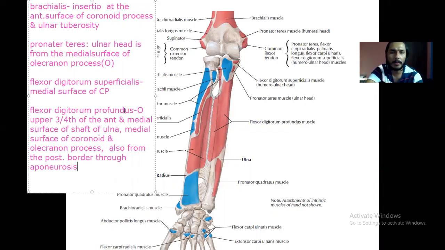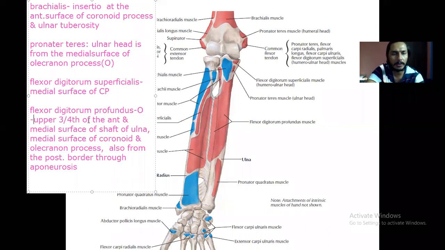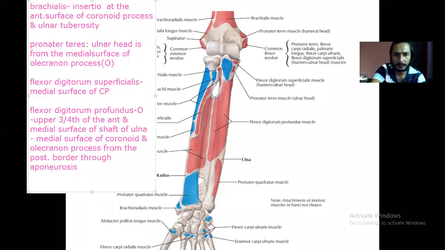So flexor digitorum profundus takes one origin from the upper 3/4 of the anterior and the medial surface of the shaft of ulna. Okay, let's write in points. Then the next origin is from the medial surface of the coronoid and the olecranon process, and the next origin is from the posterior border. So these 3 points are the origins for this muscle. Actually, if you read the individual muscle, profundus also takes origin from the interosseous membrane.